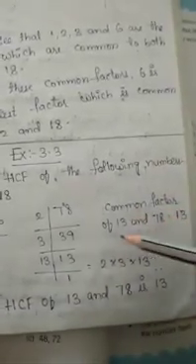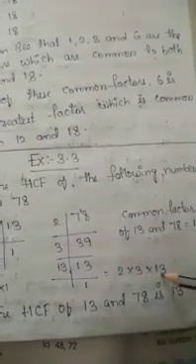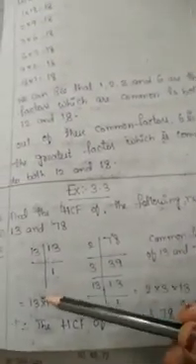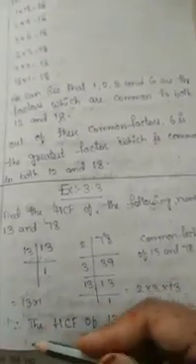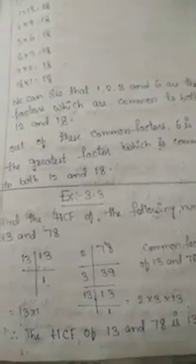Okay, common factors of 13 and 78. We have to write here 2 into 3 into 13. So the common factors of 13 and 78 are 13 and 13. These are the only common factors. Therefore, the HCF of 13 and 78 is 13 itself.